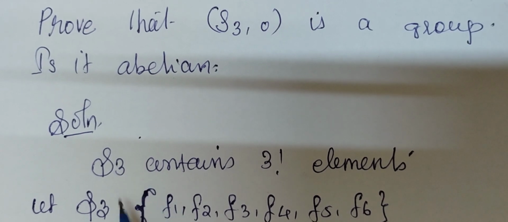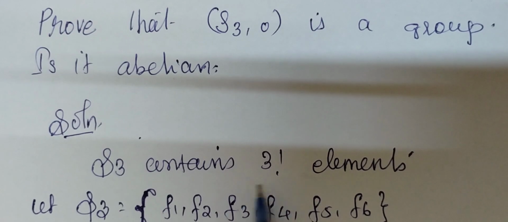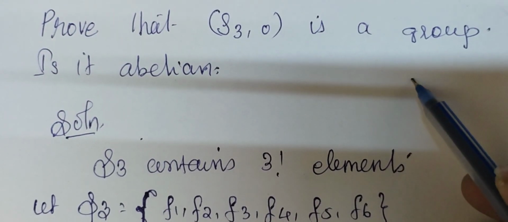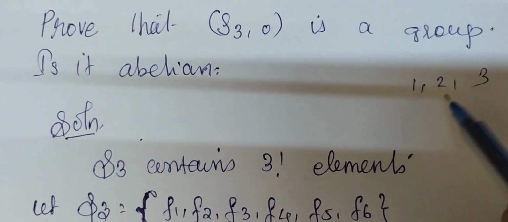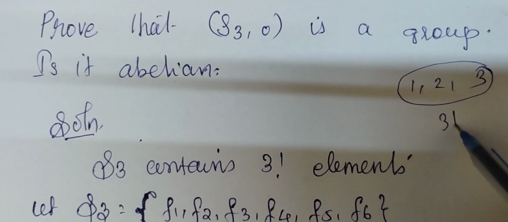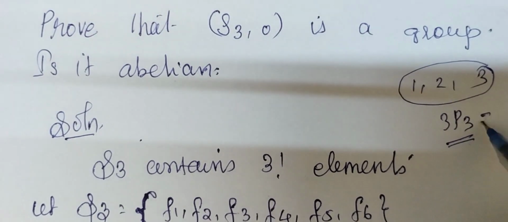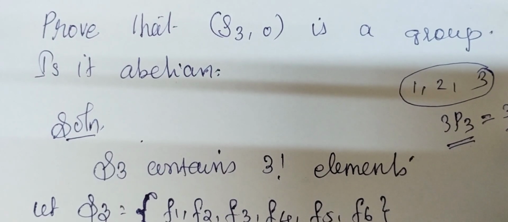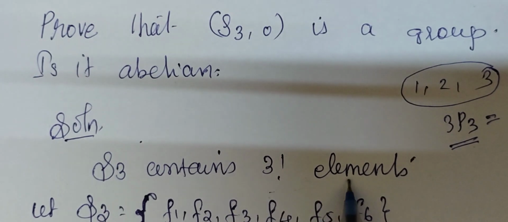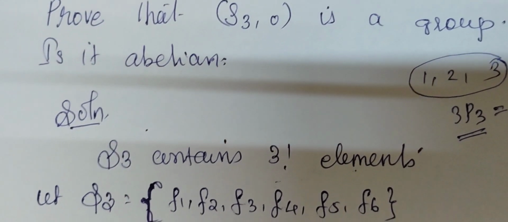That is, S3 has 3 factorial elements. So how will you get 3 factorial? Because S3 contains the elements 1, 2, 3. So these 3 elements can be arranged in 3P3 ways. So what is 3P3? 3P3 is equal to 3 factorial. So that is why S3 contains 3 factorial elements, that is, a total of 6 elements.